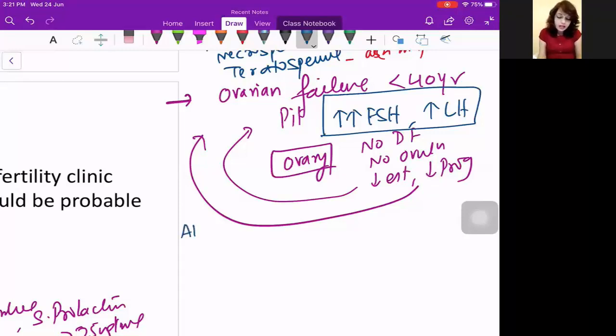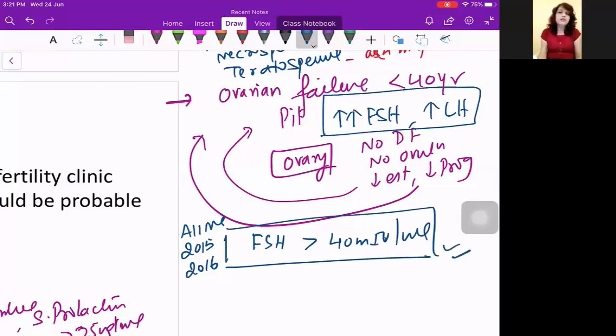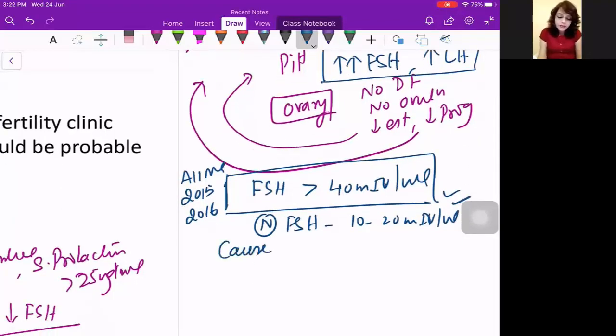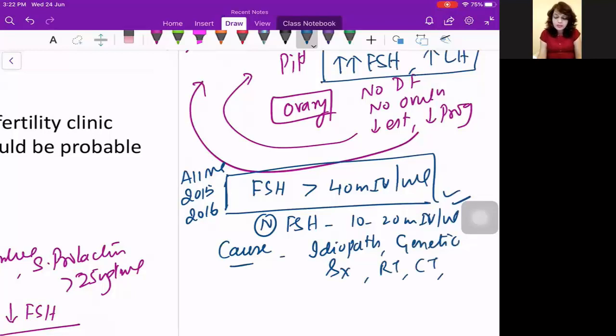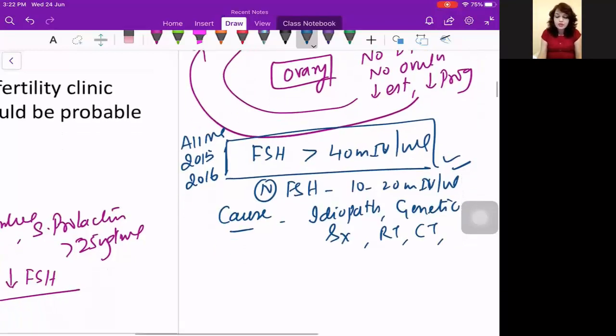Many times in the AIIMS PG exam 2015 and 2016, a question was asked: what is the investigation for premature ovarian failure? The answer is FSH more than 40 milli international units per ml. This is very, very important. You should remember it for the upcoming NEET PG exam also. Normal FSH is between 10 to 20 milli international units per ml. Now, what can be the causes for premature ovarian failure? It can be idiopathic, hereditary predisposition, genetic, some surgery, radiotherapy, chemotherapy, Turner, etc. So many reasons for premature ovarian failure.